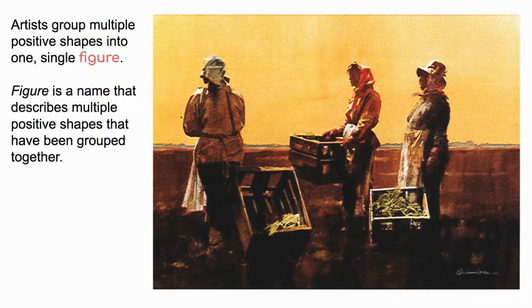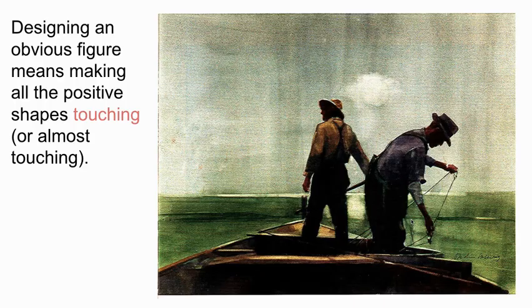Our brains automatically consider these three women to be one shape because they are all touching. Our brain is constantly looking for simplicity and order in the visual world, especially when we look at design, like artwork. And so it's a good design move to group positive shapes to create one overall figure.